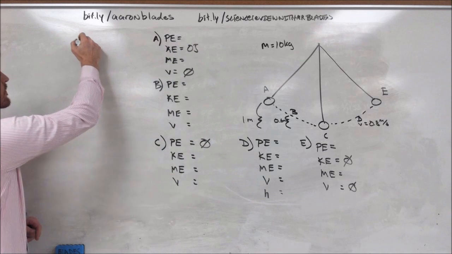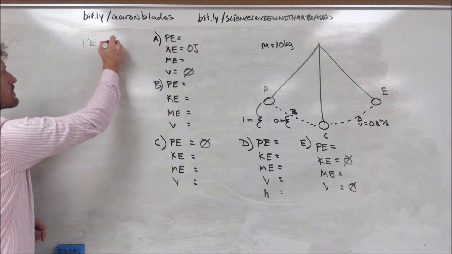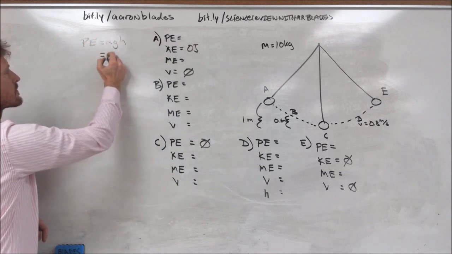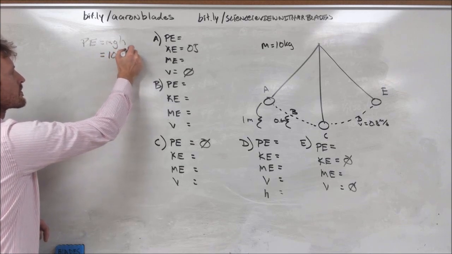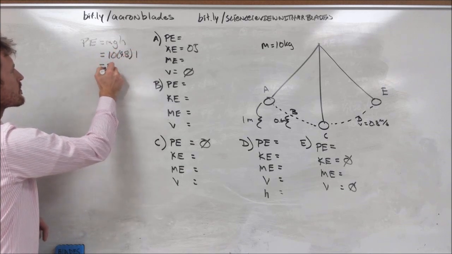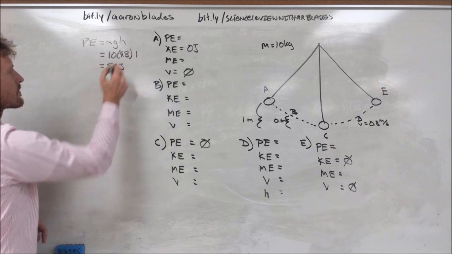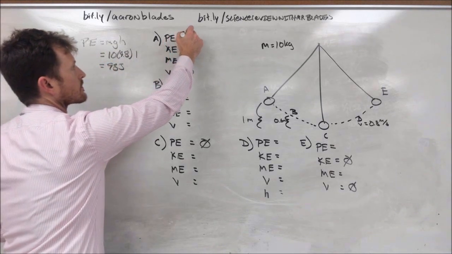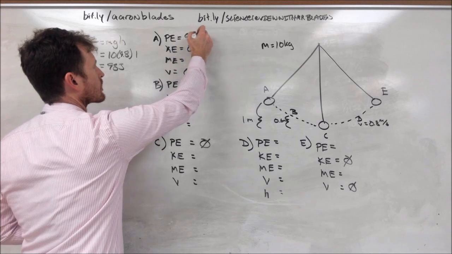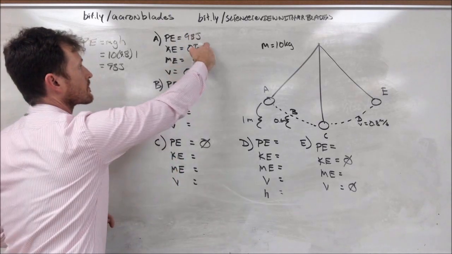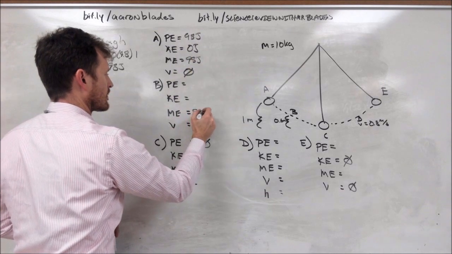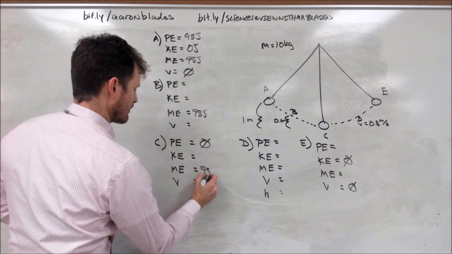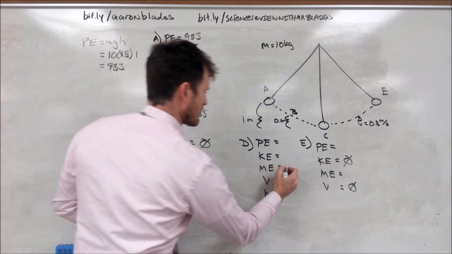We can use the height of 1 meter to calculate our potential energy for point A. MGH, mass of 10 times 9.8 times a height of 1. That gives us 98 joules of total energy. And since we have 0 kinetic energy at point A, we know that our total mechanical energy is 98. And since it has to be the same everywhere, we can write that in for all points.